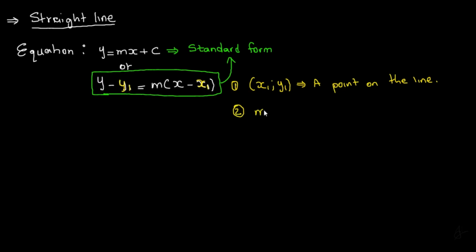So m, it's your gradient. The m is your gradient. Right. So you need to understand how to calculate the gradient, and we're gonna use the formula that says the gradient is equal to y2 minus y1, everything divided by x2 minus x1.